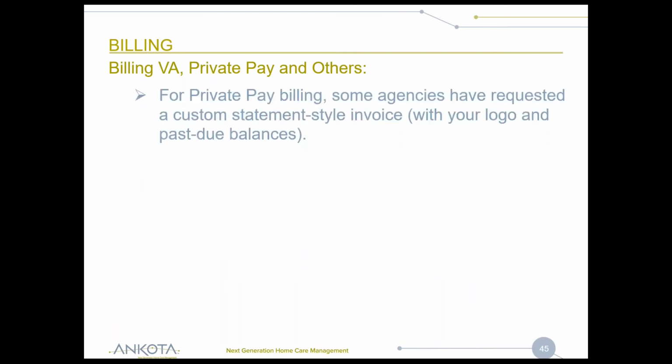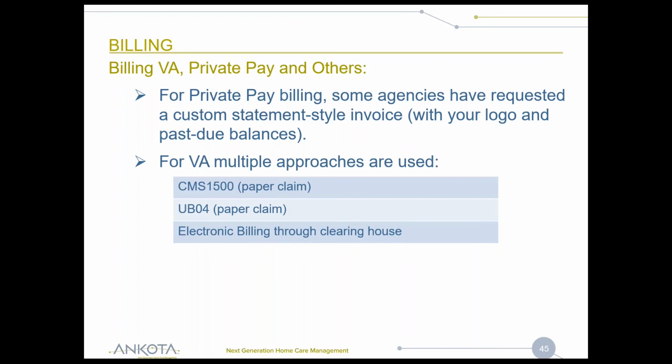So that's that. And then when we talk about our other payers, we've mostly talked about Medicaid today, but when we talk about our Veterans Administration billing, our private pay, and our others, we can make a very pretty invoice with your logo. If you have an invoice today, we'll try to replicate it as close as possible. And then for the VA, we have some agencies that bill VA with CMS 1500 paper claims, some with a UB04, but more and more of the agencies are moving to electronic billing through a clearinghouse, and we could help you with that if you want.